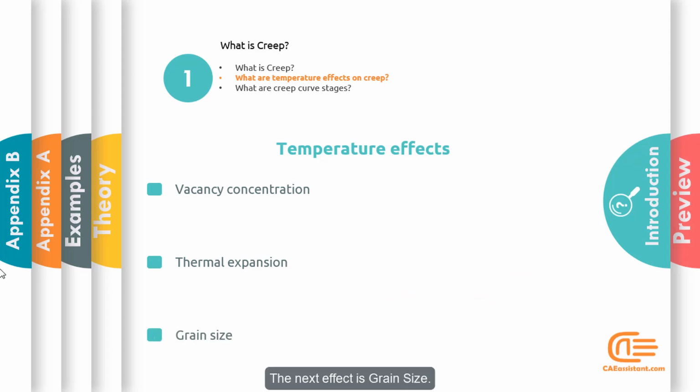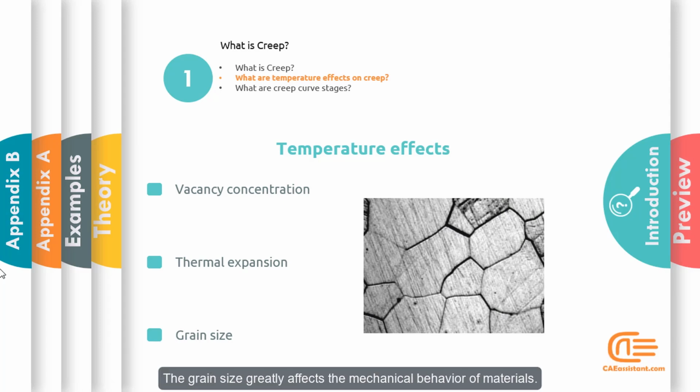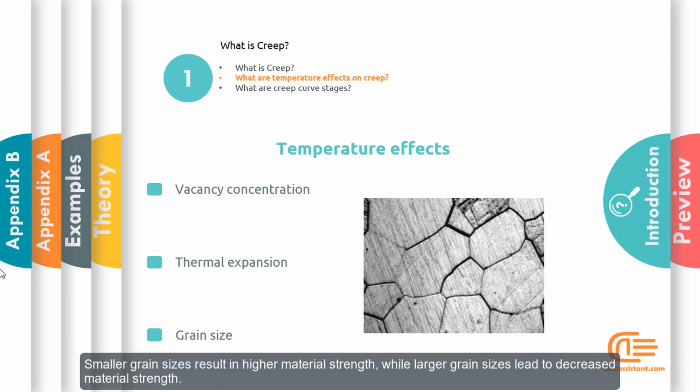The next effect is grain size. On a microscale, materials are typically composed of internal structures called grains, and the boundaries between these grains are called grain boundaries. The grain size greatly affects the mechanical behavior of materials. Smaller grain sizes result in higher material strength, while larger grain sizes lead to decreased material strength.